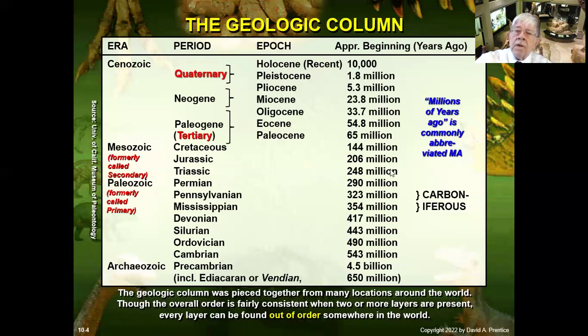So how long ago did they begin? How could you tell? You can't tell. These are things that are made up according to people's belief in evolution. This geologic column does not exist in nature. It was pieced together from many locations around the world. The overall order is fairly consistent when two or more layers are present, but every layer can be found out of order somewhere else in the world. So this does not exist in nature. It's only in the textbooks.